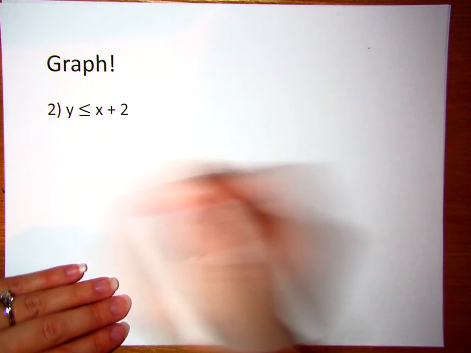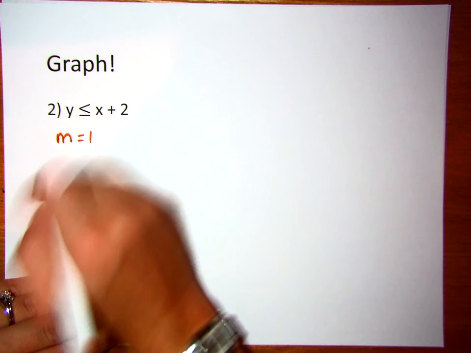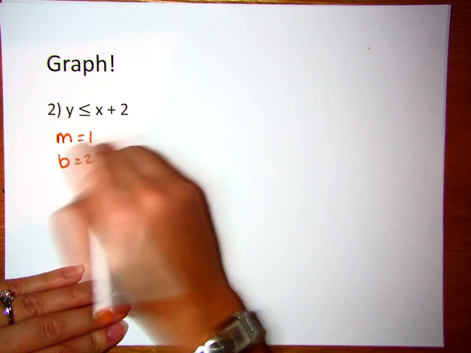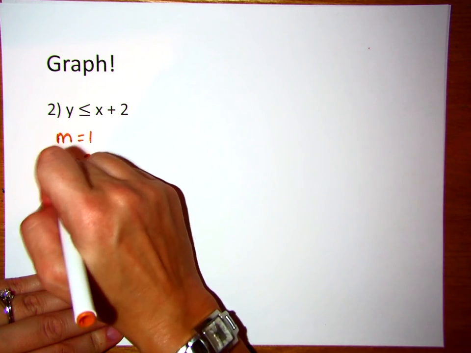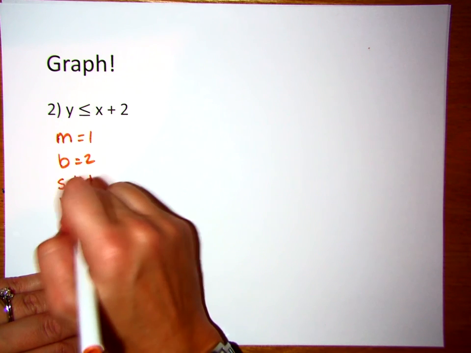All right, we do it again with this one. We see that m is going to equal 1. There's an invisible 1 there. The beginning point would be 2 here. That equals means that we have a solid line, and the less than means we're going to be shading below.